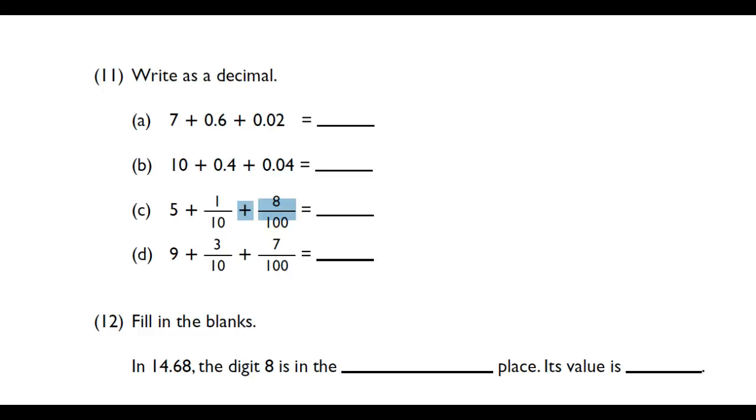Right, shall we continue on with our corrections, and we'll continue with this review 5. Number 11, write as decimal. Let me take a look here. 7 plus 0.6 is 7.6, plus 0.02, total 7.62.